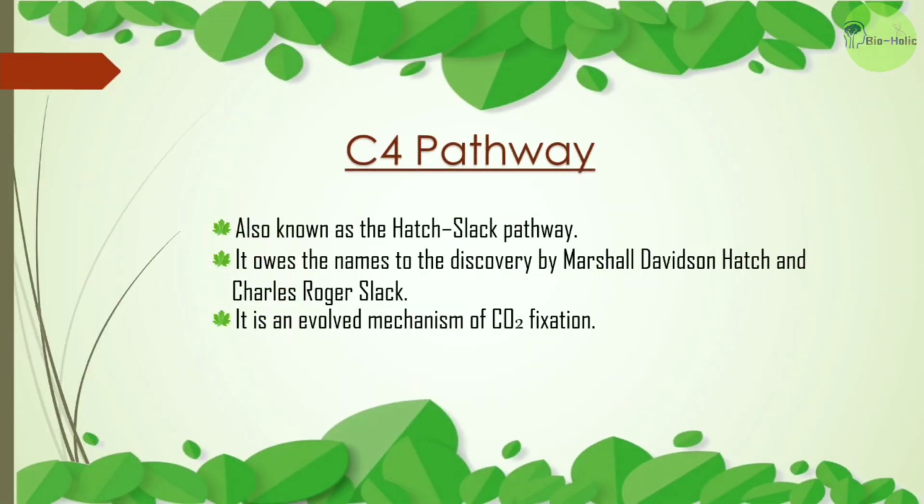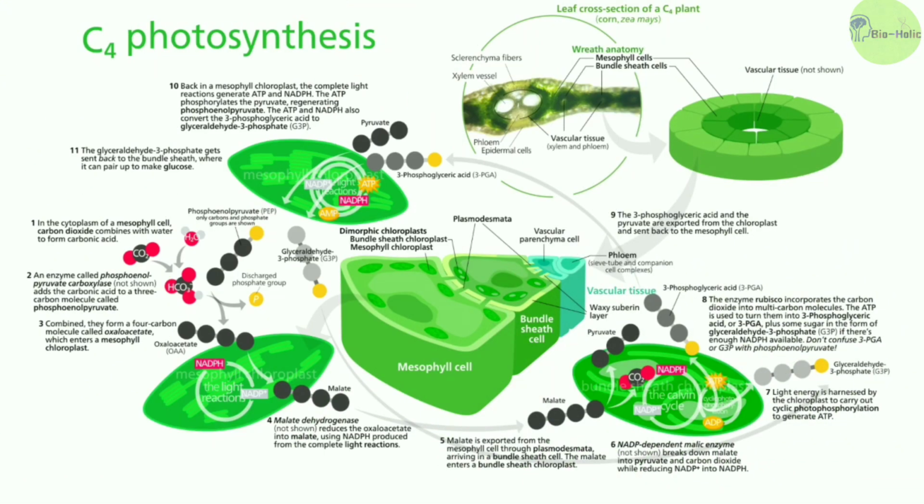Now the C4 pathway is also known as the Hatch-Slack pathway. It owes its name to the discovery by Marshall Davidson Hatch and Charles Roger Slack. And as I said before, it is an evolved mechanism of carbon dioxide fixation. We know that to make glucose, carbon dioxide is necessary for the Calvin cycle. But as the bundle sheath is preventing gaseous exchange, then how will carbon dioxide enter the Calvin cycle?